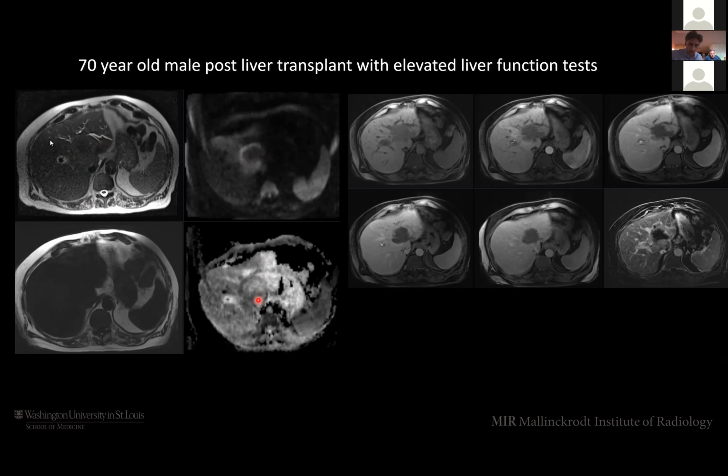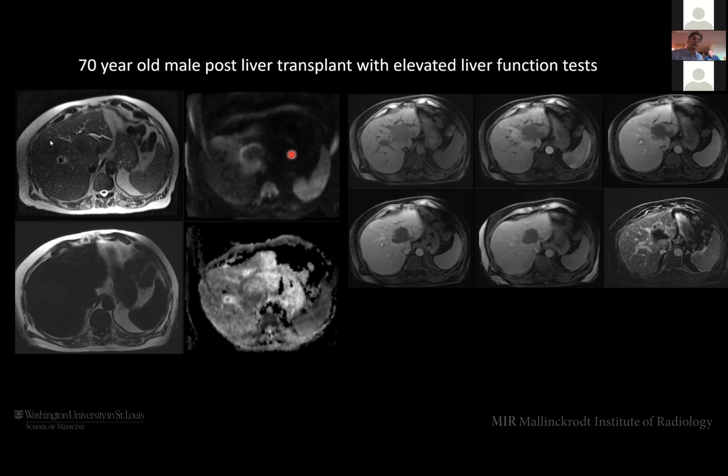You go on to the diffusion. There is some diffusion restriction that you're seeing centrally. This is a fat-only image, and then water-suppressed fat-only image. There's no fat in that lesion. You come on to the post-contrast images. You see earlier on, there is a little bit of transient hepatic intensity difference surrounding the lesion, and the lesion slowly starts enhancing over time.